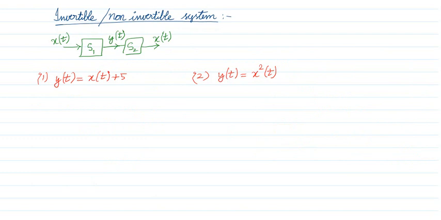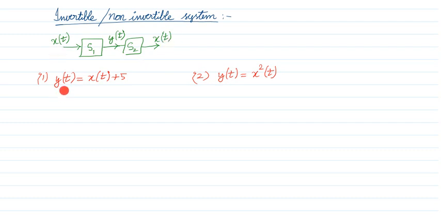Next is invertible, non-invertible systems. If you go with the name invertible, you can invert, you can convert, right? What I can say here is, I take a system S1, I give the input X, I get the output Y. I pass it through another system S2, thereby I get the same input which I have given as the output. This is called invertible. I can give an analogy: you take a tumbler of water, put it in the freezer, what happens? It freezes to ice, right? You put it back in the sunlight, what happens? It converts back to water. Such systems are called invertible systems. You get back the input x of t.